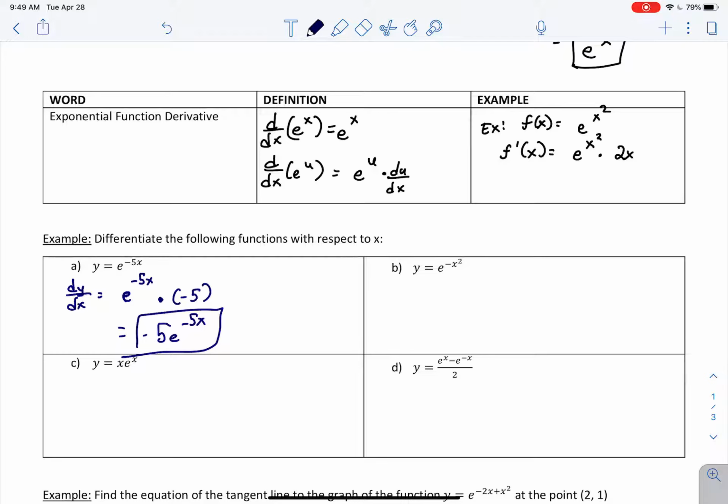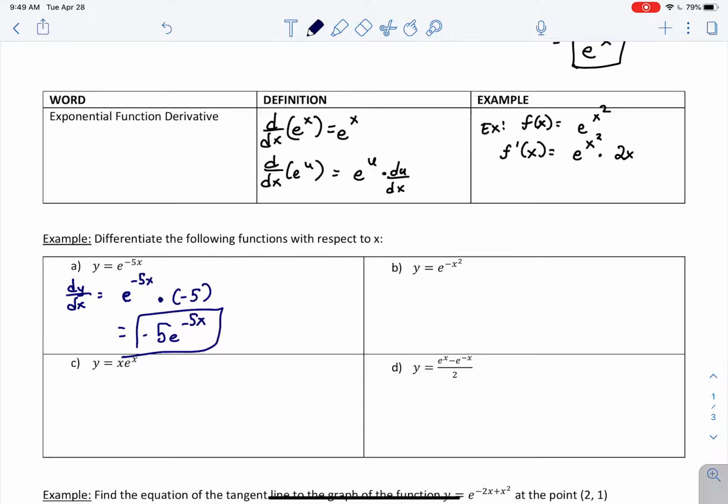Let's do c, because b is similar to that. It's a power rule. C and d, that's where you're using some product rule and quotient rule again. So remember those rules that you learned back last semester and you did with trig earlier in the semester. All of those rules still exist for taking derivatives. So you should know your chain rule, power rule, product rule, quotient rule, and so on.